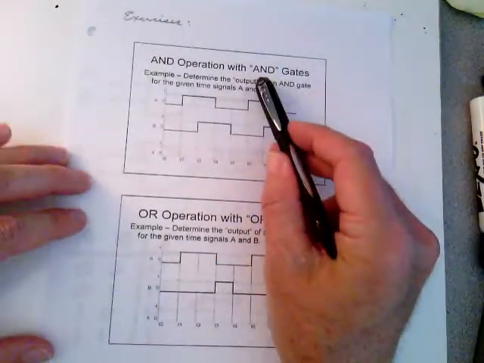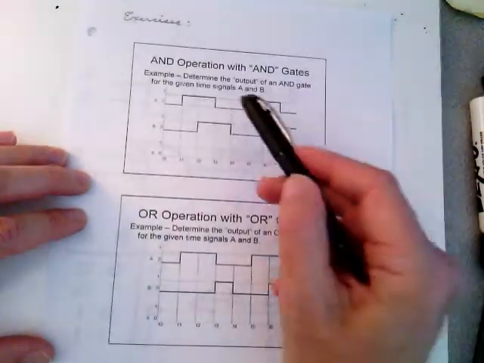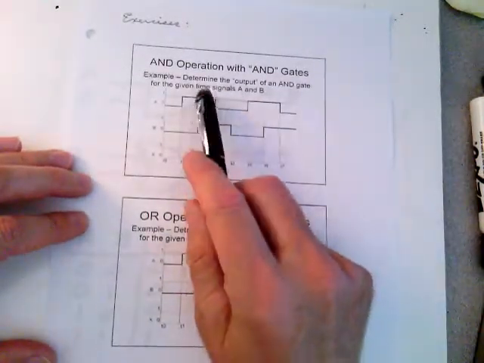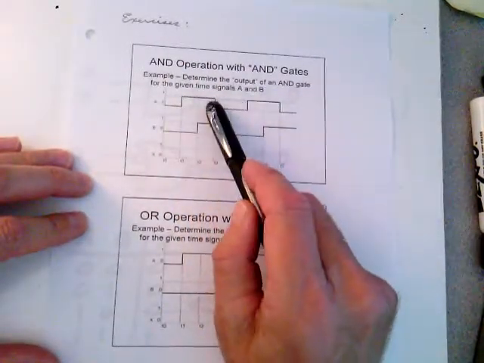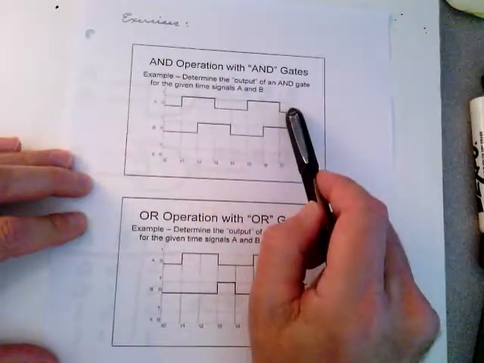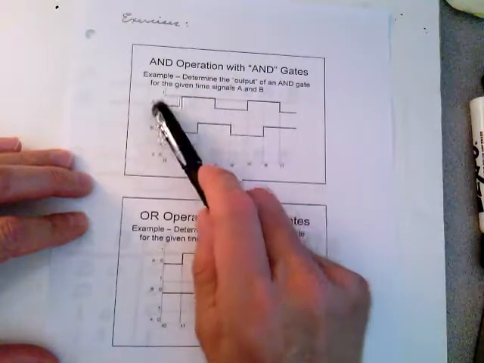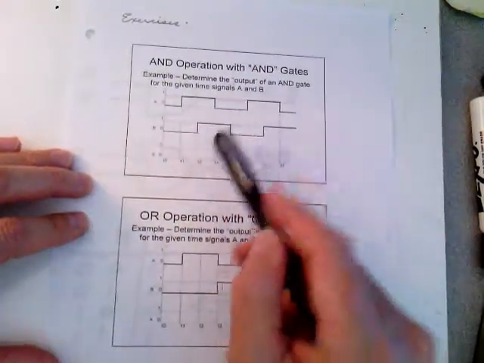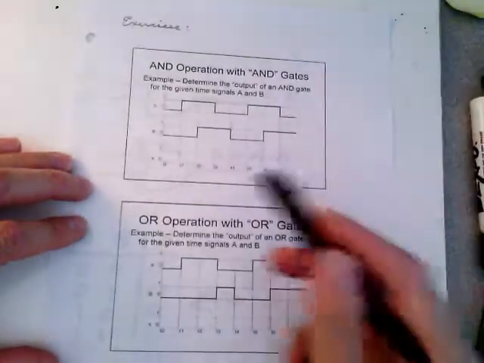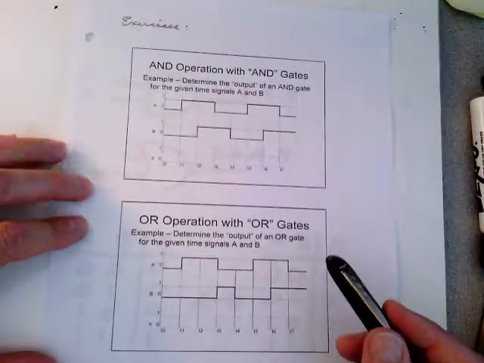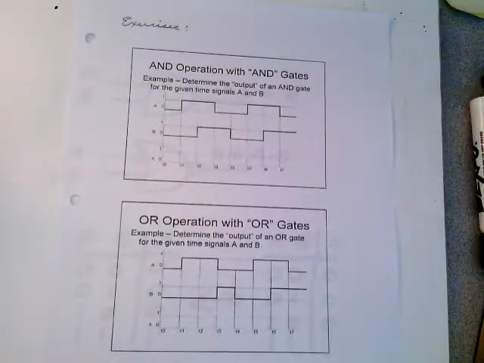The AND operation with AND gates and the OR operation with OR gates. Here's an example. This is determine the output of the AND gate for the given time signals A and B. Here's a time signal. Time goes from left to right here, and this is what we see on the input of an AND gate, A, and this is what we see on the B input of the AND gate. We want to know what the output's going to look like. Same thing with the OR gate. I want you to stop the video, fill this in, and then come back and take a look to see if you get the same result I do.